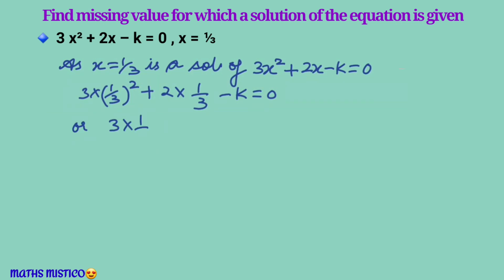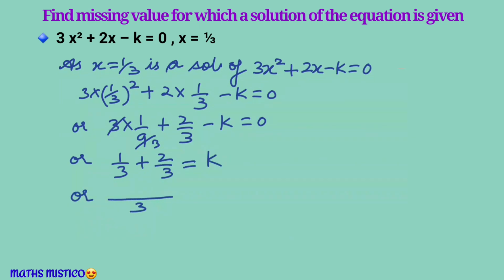So 3 into 1 upon 9 plus 2 upon 3 minus k equal to 0. Or 1 upon 3 plus 2 upon 3 is equal to k. Since they are fractions, we will take LCM and we finally get k is equal to 3 upon 3, that is 1.